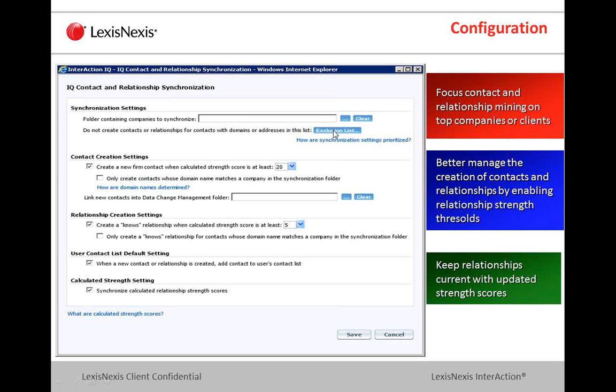And then you have the exclude list. I don't want to create relationships or people or contacts if they belong to a particular company or a domain, such as AOL.com, Gmail.com. I don't want that data coming into the interaction. And the last point I want to point out here is when a new contact or relationship gets created, you have the option to add that new contact or creation to a user's contact list at the same time. Some firms find this feature helpful because it can encourage user adoption and it can help grow users' contact lists.